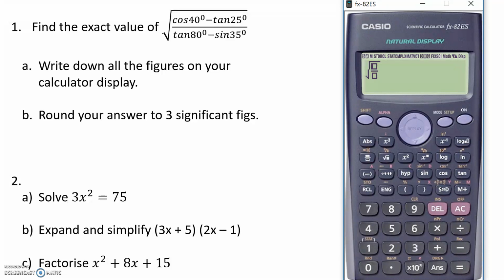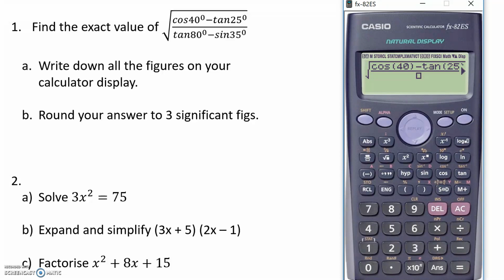We want cos 40. Now we don't need to enter the degrees. Your calculator's set to degrees. It's already going to assume we've got degrees. That little degree sign we don't need to worry about, but we do need to close the brackets. Subtract tan 25. Close brackets. Let's just whiz back, see if that looks right. Yeah, that looks like on my page.